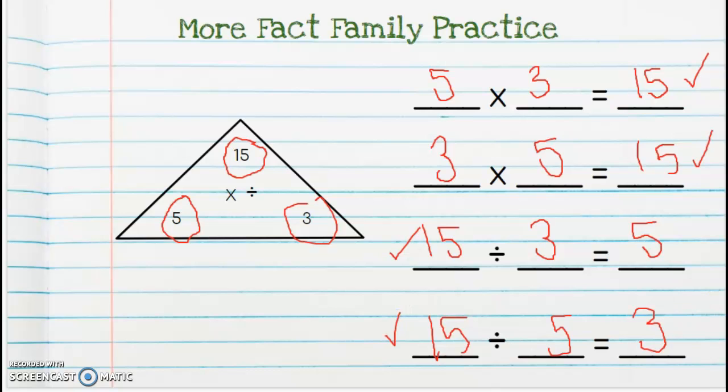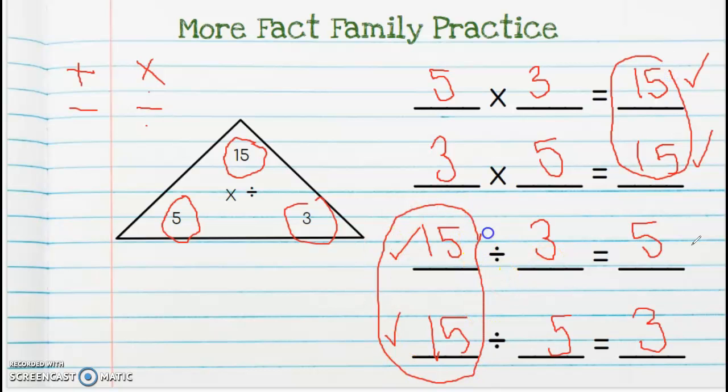Okay, so remember, fact families, you have addition and subtraction. Those are opposites. And then you have multiplication and division. Those are opposites. The most important thing to remember, in multiplication, you're going to end with the largest number. In division, you're going to start with the largest number and work your way down.